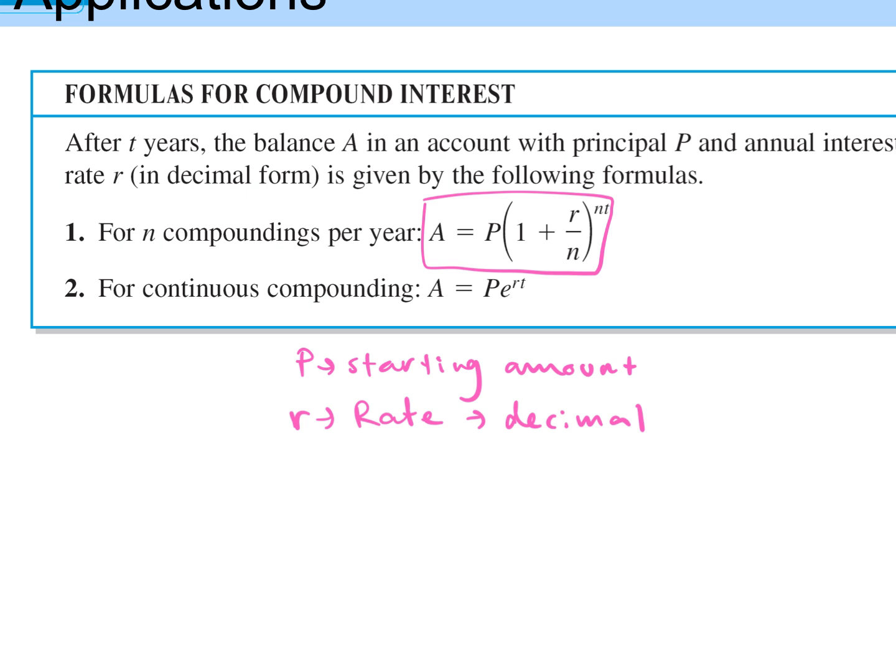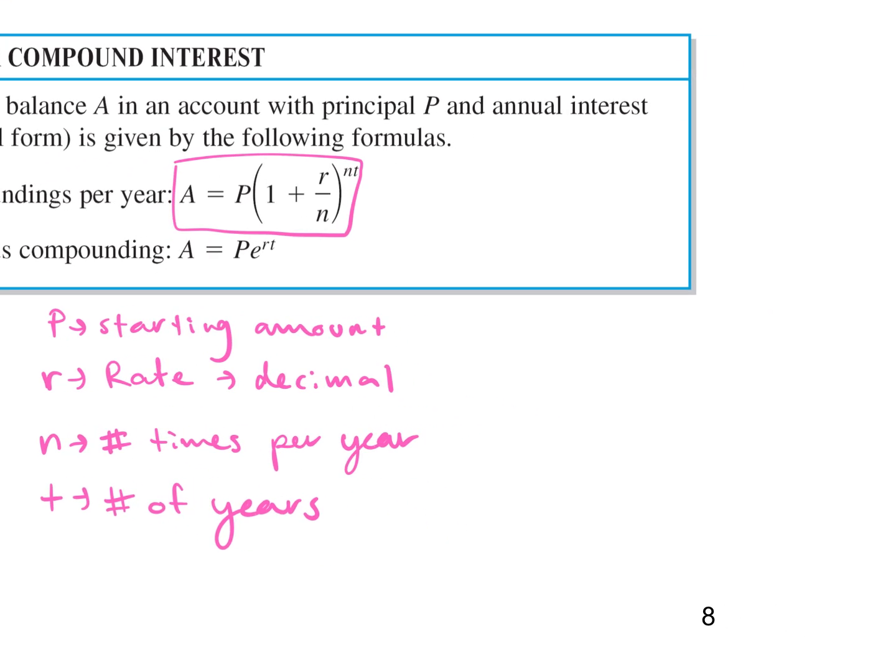So we always want to move the decimal twice to find what our decimal version of the rate is. N is the amount of times that it's compounded per year. And T is the number of years. Some common N's that we might see would be annually. So if something was compounded annually, N would be equal to 1.